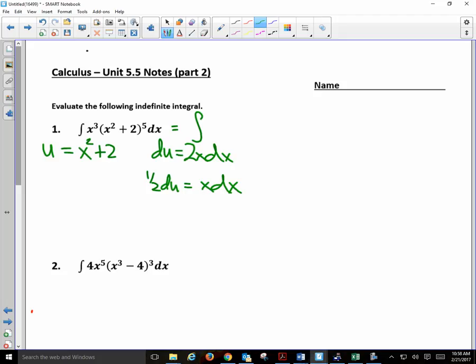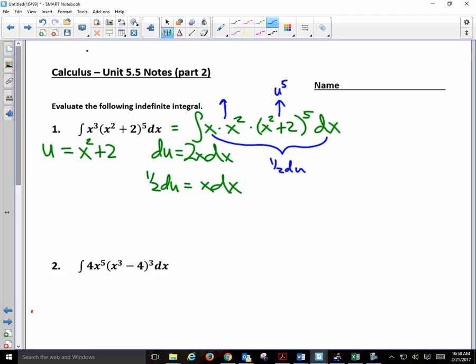So I'm going to rewrite the integral just a little bit, see if this helps you see the answer. I'm going to separate that x cubed into x and x squared. So you can see that the x is used up here with the dx. I can substitute a 1/2 du. So we know that this part here will be 1/2 du. We know that this part here will be u to the 5th. We're wondering about this piece right here. That's what we have to substitute in order to complete our substitution.